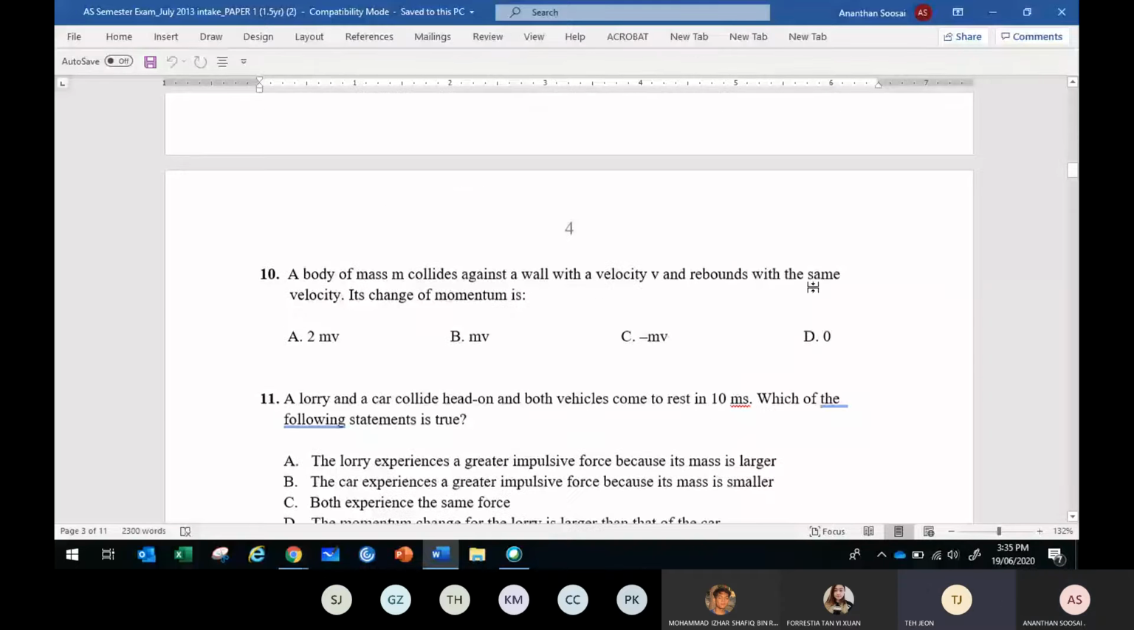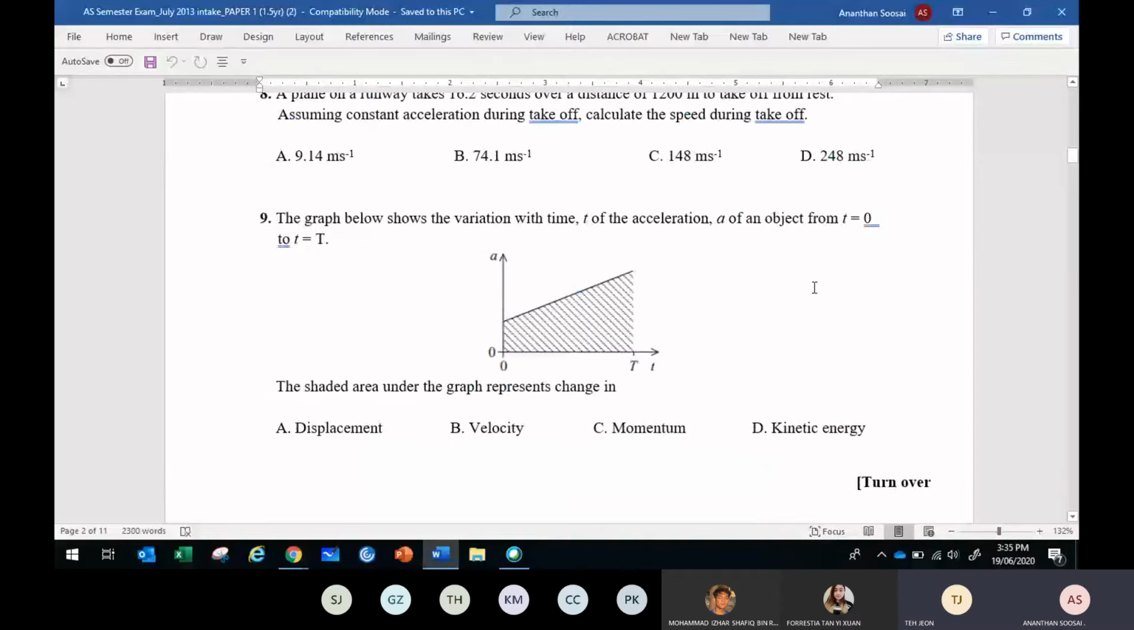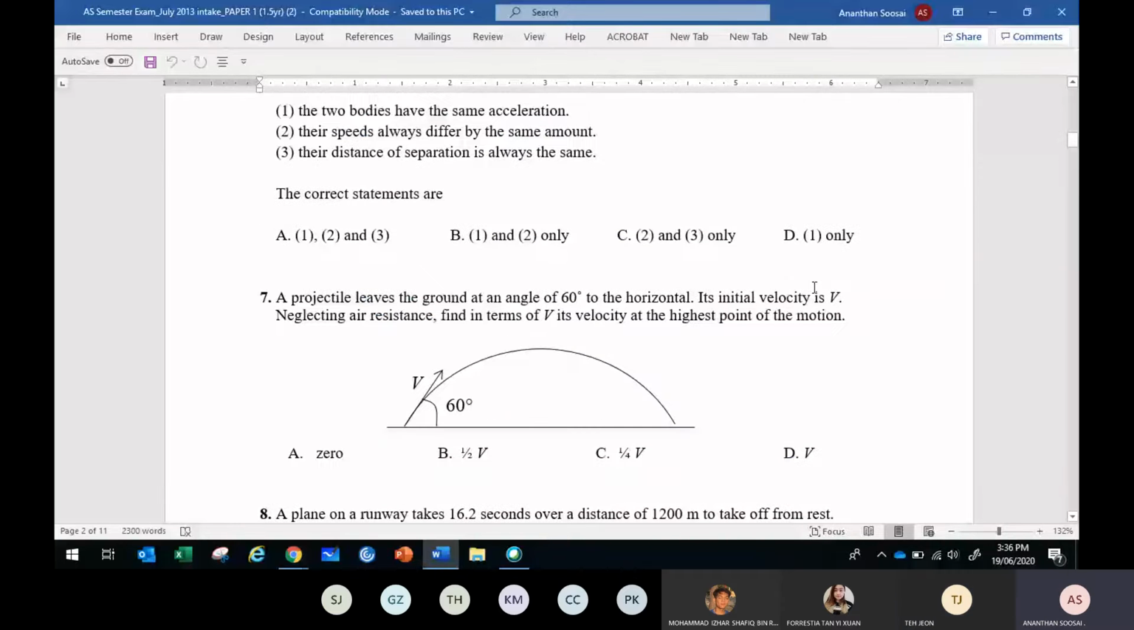Oh yeah. Any questions from this paper? Teacher, number 7. I don't understand. Number 7, okay. So we go through number 7. Those who haven't tried, give a try. Number 7. So a projectile leaves the ground at an angle of 60 degrees to the horizontal. Its initial velocity is v. Neglecting air resistance, find in terms of v its velocity at the highest point of the motion.